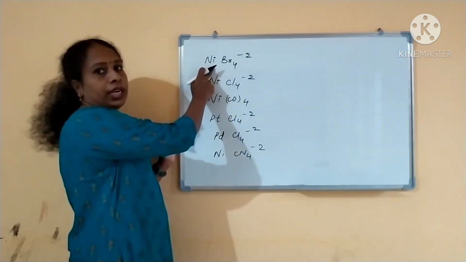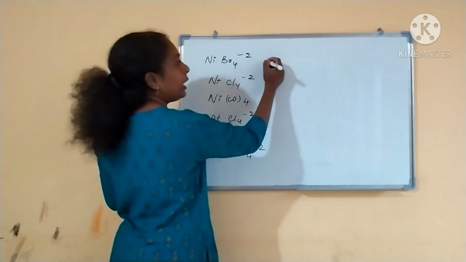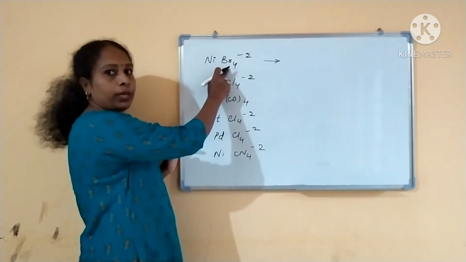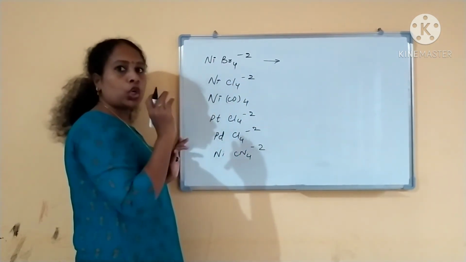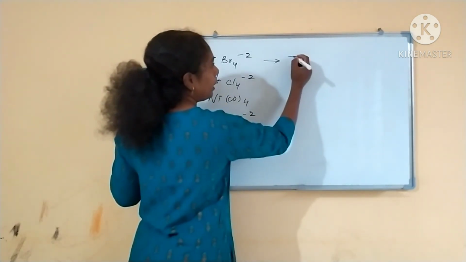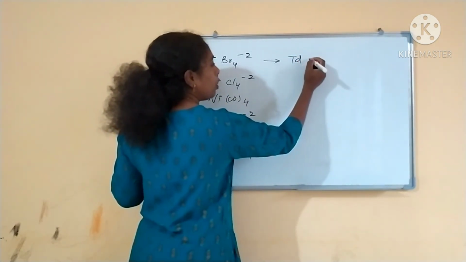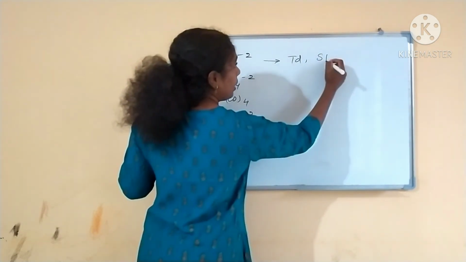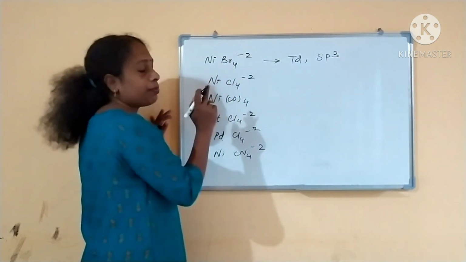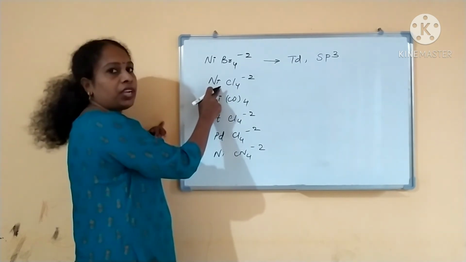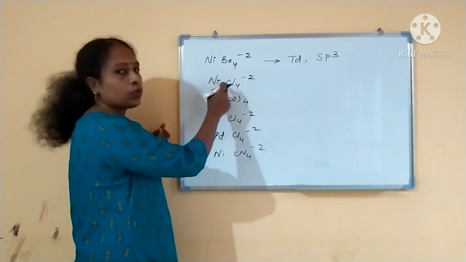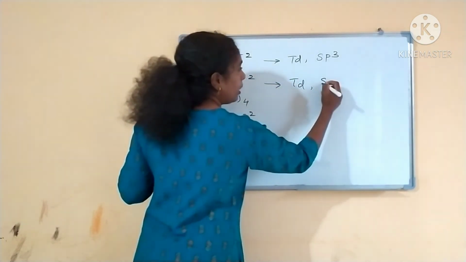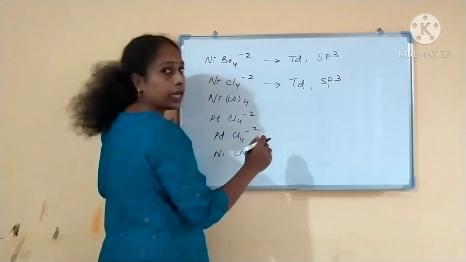First one I have written is [NiBr4]2-. Nickel will be in the plus 2 oxidation state, as you have seen. Since bromine is a weak field ligand, it will not cause pairing, so the complex will be tetrahedral, belonging to the point group Td, and the hybridization will be sp3. The same way, if you see [NiCl4]2-, we have already done it. The complex will be tetrahedral shape and the hybridization will be sp3.